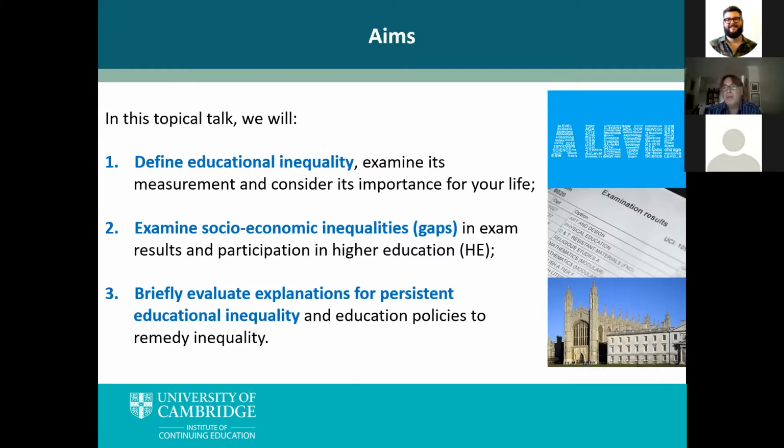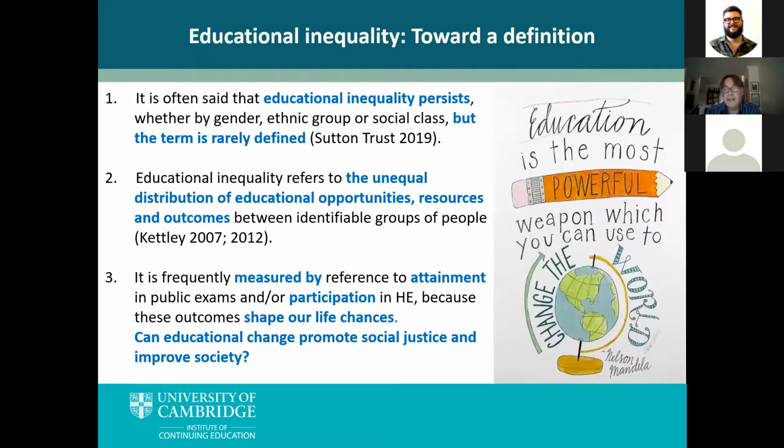And the final thing I want to do in this session is talk about how academics have tried to explain educational inequality and what policies they've recommended to overcome it, and think about whether or not those policies are successful.